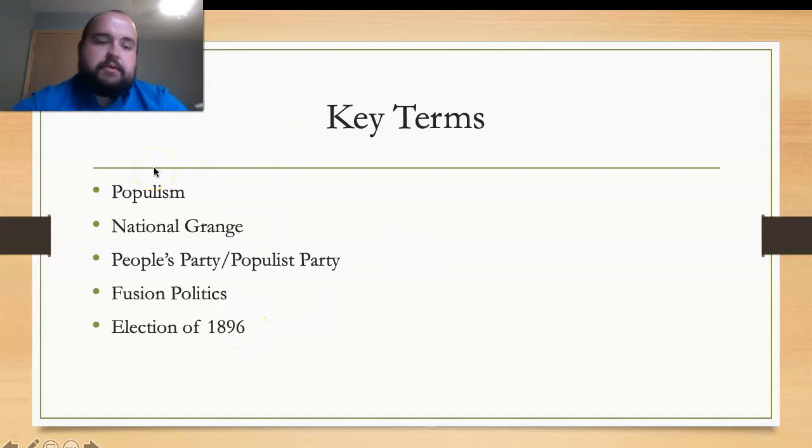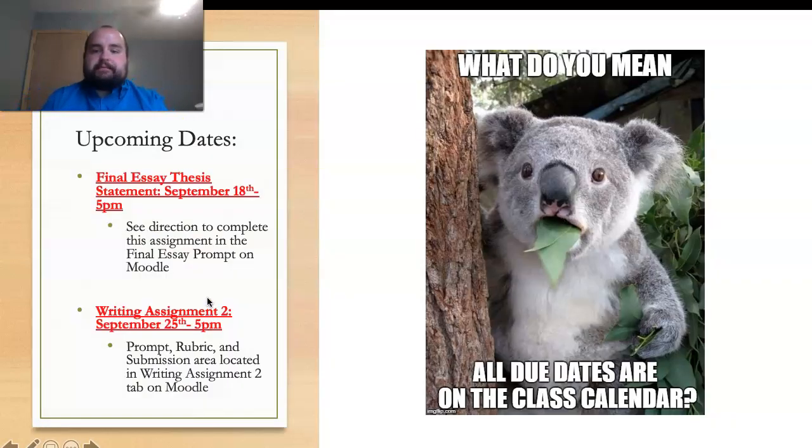It was right there in the title. We're going to look at an organization called the National Grange. We're going to look at the People's Party and the Populist Party. We're going to look at fusion politics. And we'll wrap things up looking at the election of 1896. So again, keep these things in mind.